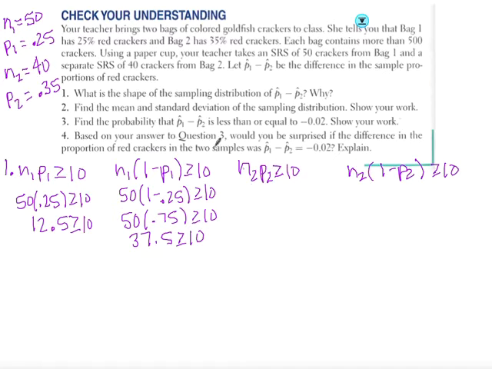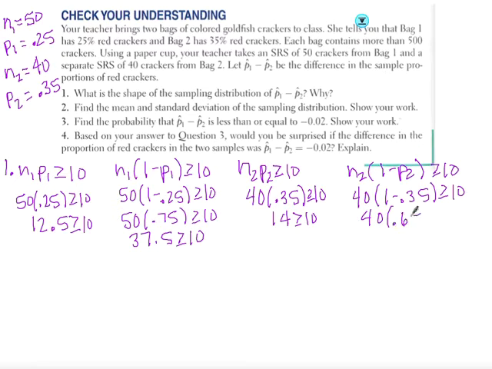For N2, I'm going to use the 40 and the 0.35 now, so I'm going to say 40 times 0.35 greater than or equal to 10. That gives me 14. And then 40 times 1 minus 0.35, which would give me 40 times 0.65, and that would give me 26 greater than or equal to 10. Because each one of these held, we would say, thus, P hat 1 minus P hat 2 is approximately normal.